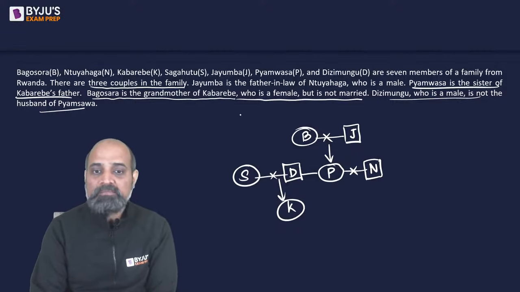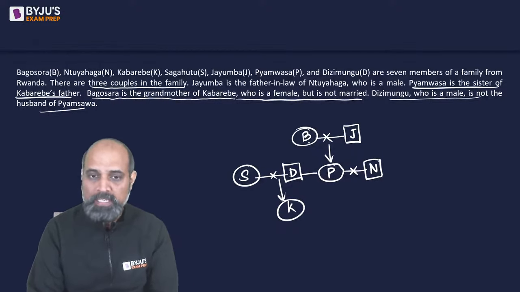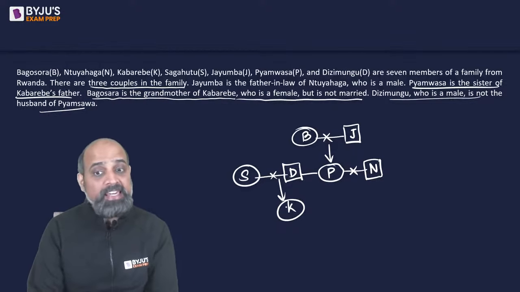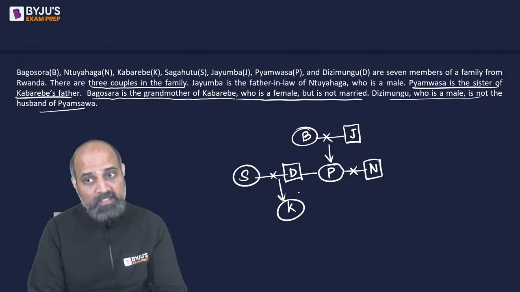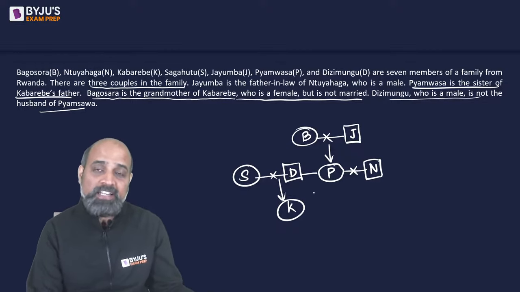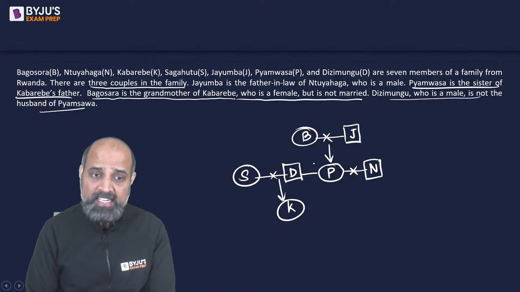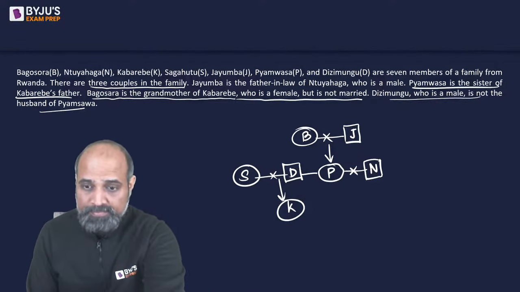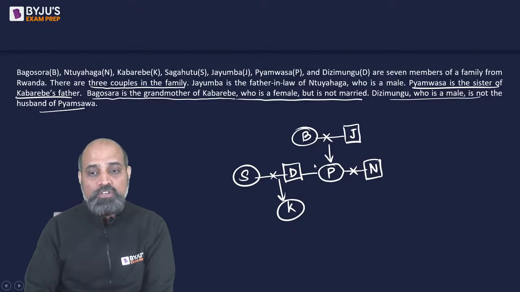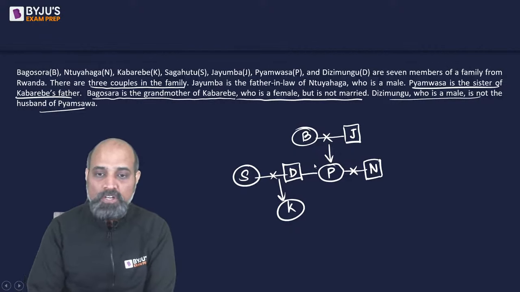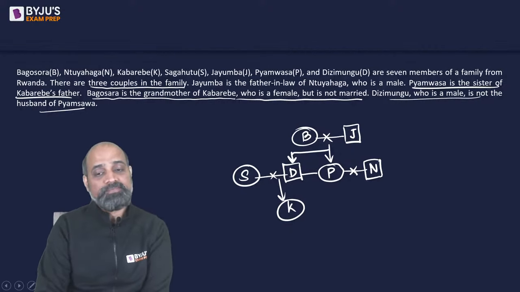Also, B is the grandmother. So we know that third generation and sabse upar wo grandmother, that has to be female, who is B. And of K, K is female and is not married. And we know that D, who is a male, is not husband of P. Then obviously D has to be husband of the last letter, the seventh person, which is S. Right? So we know the gender, we know the relationships, all good. B and J, they have got two children, D and P.